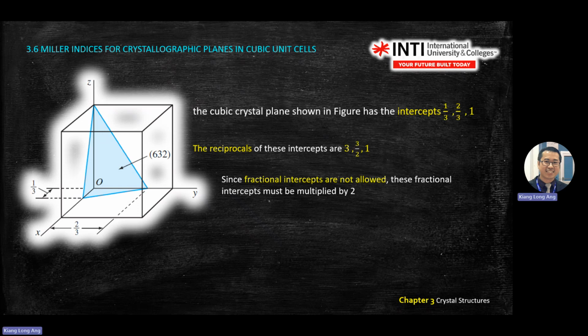So we do the reciprocal. We convert it, so we don't allow fractions. Once you invert it, you multiply by 2, you'll get 632. Okay. Now you can ignore the reciprocal if you want. But this is the trick, the fast trick. So there's a fast trick where straight away from the intercepts, you invert, then you clear all the fractions, then you get the Miller indices.